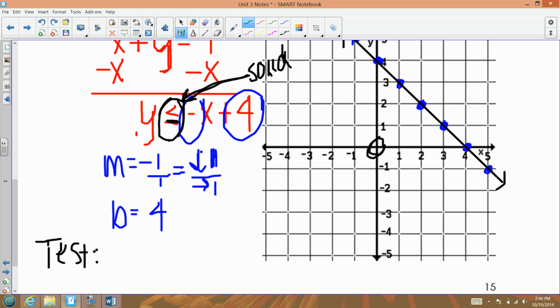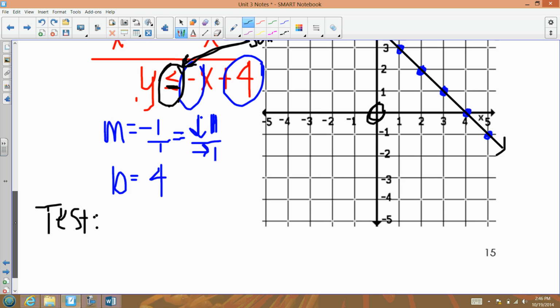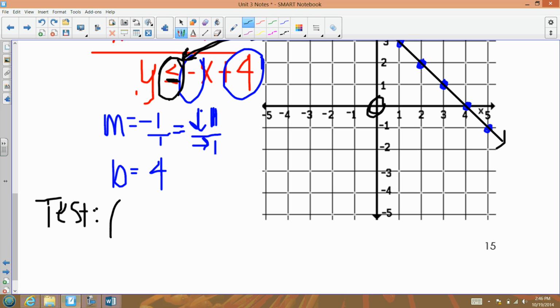And if it works in my inequality, it makes a true statement, I'm going to shade over 0, 0 because then that means I'll include it. If it doesn't work, I'll shade on the opposite side of the line away from 0, 0 because it does not include 0, 0 in part of the solution. So let's go ahead and we're going to test 0, 0 into our inequality.